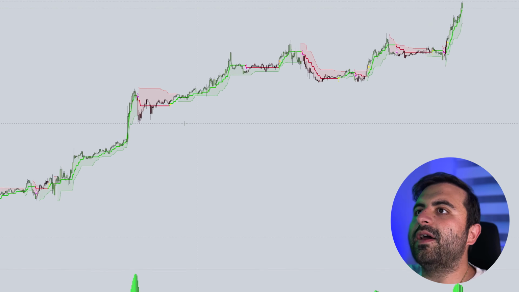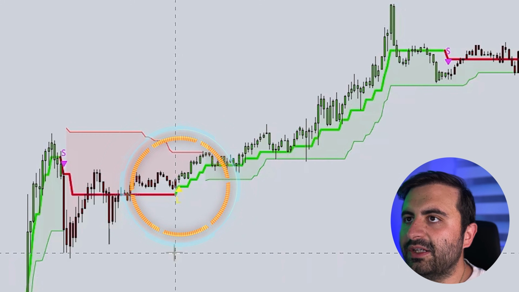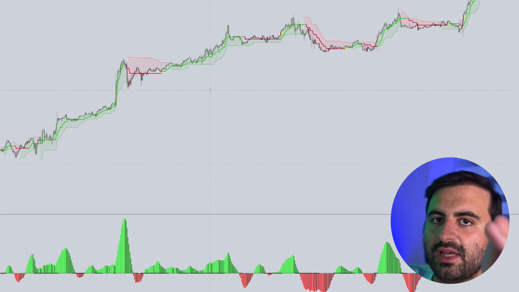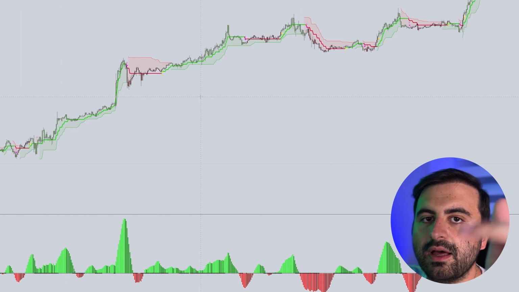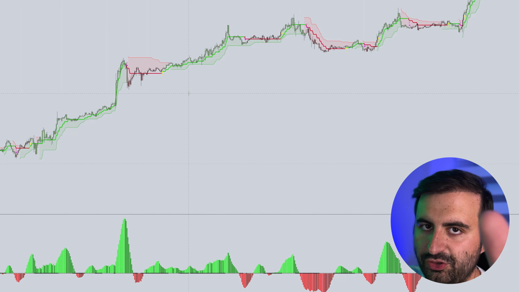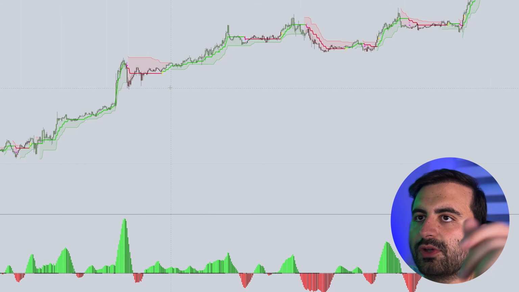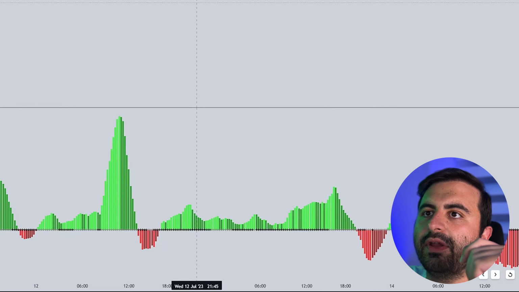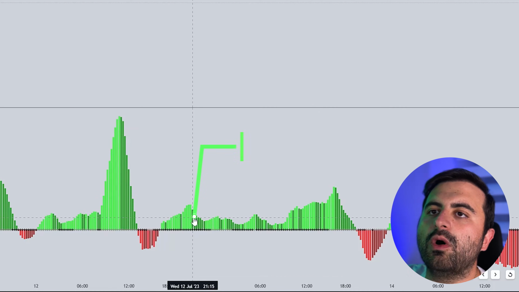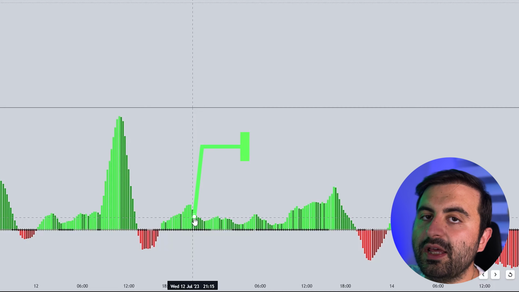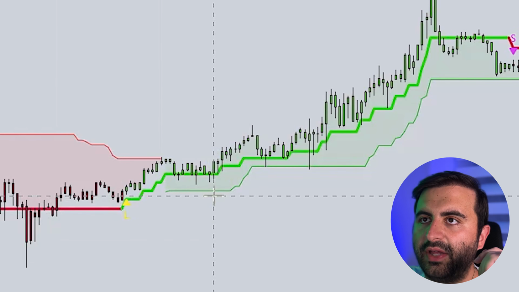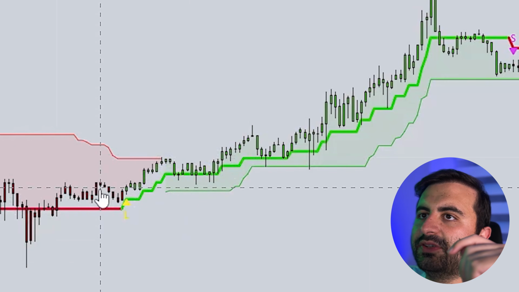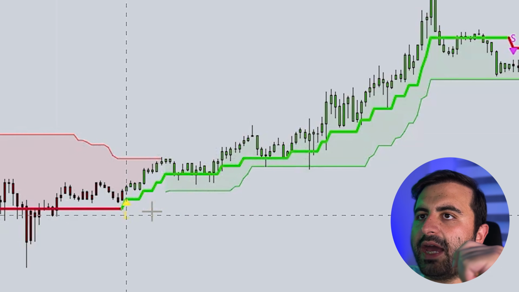Let's see. We have this long signal here, right? What will you do? We have 3 different indicators. 2 of them will give you a signal, and 1 of them will give you a confirmation. Very important: after you see that you got the long signal, you will go down and check the Squeeze Momentum. If it is also green, you will go and check the Supertrend, because ATR Stepped gave you the long signal.